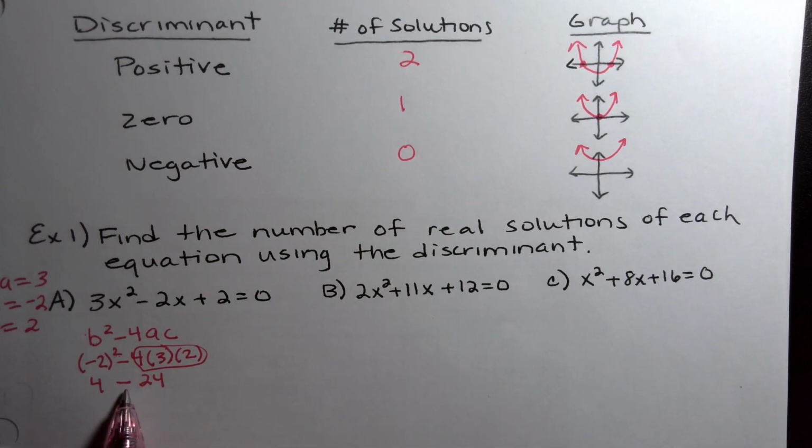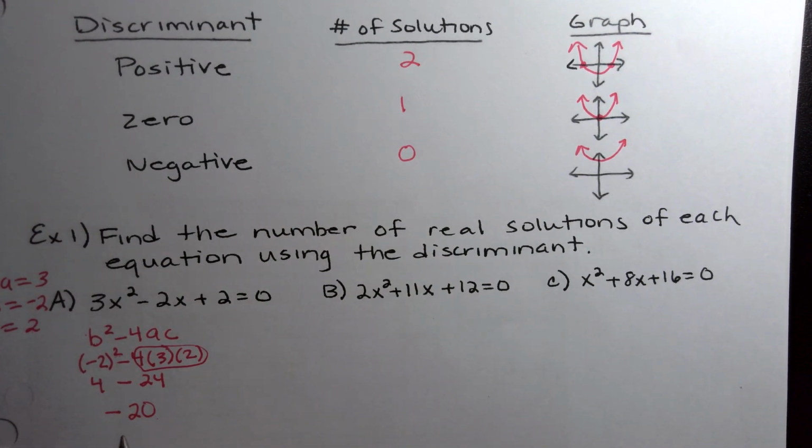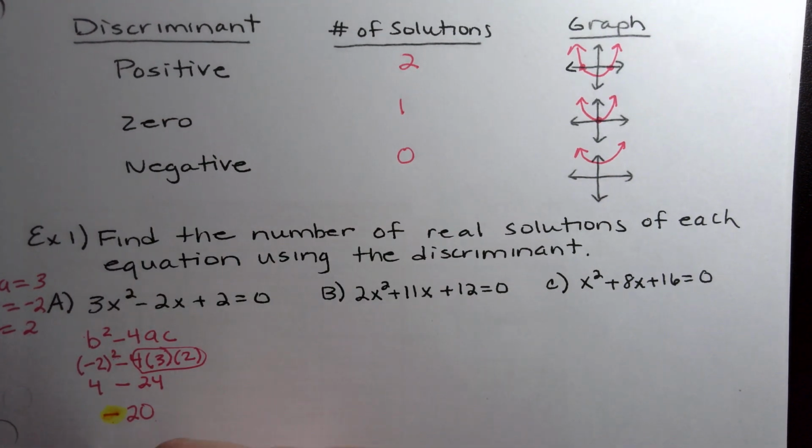And what is 4 minus 24, or 4 plus a negative 24? Got positives and negatives. There's more negatives. That team wins by how many? 20. So negative 20 again is not my answer. But the part we need to notice is this part right here. Although I do check the whole number to make sure you did your math right. It's negative. So I go up here and I look for negative and I see, oh, 0 solutions.